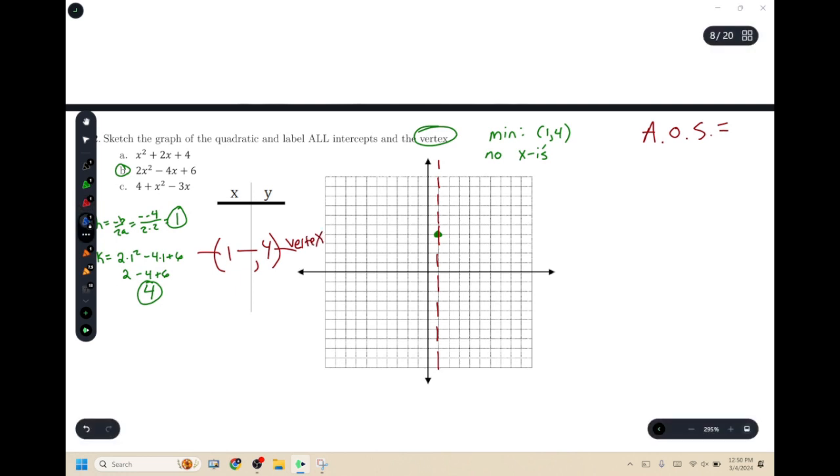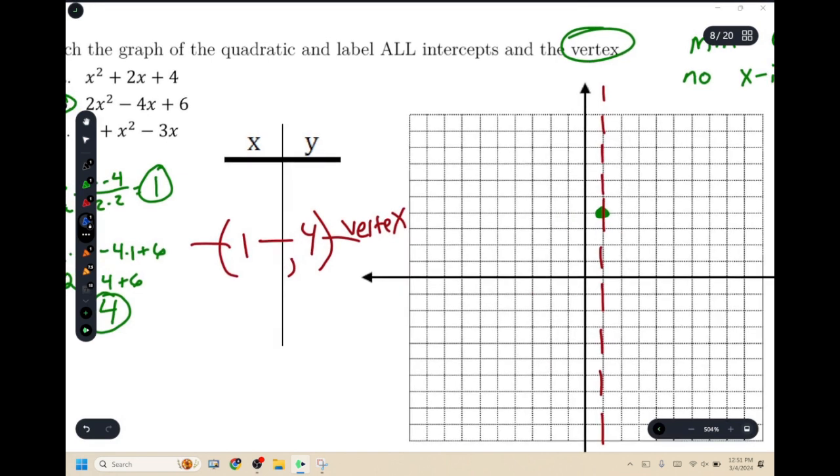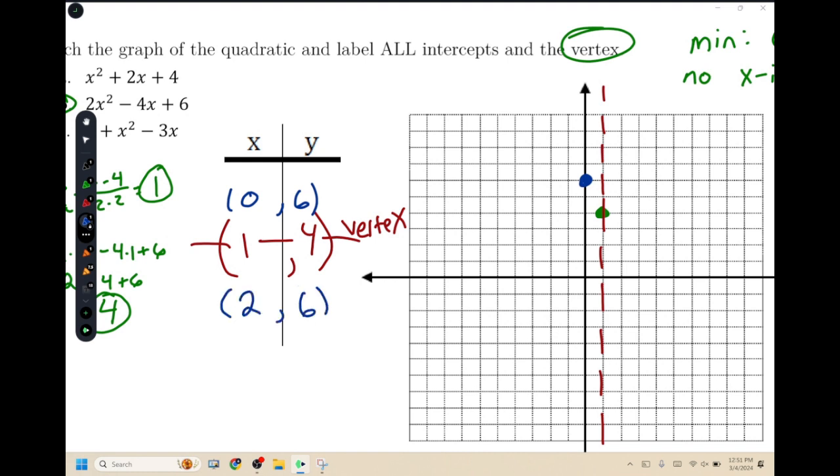Okay, on the left side of the vertex, what do we got going on? Or the right, either way. Plug in a point and yell it at me. 0 is the easiest. 0 comma 6. You know what point I just found out because of that one? 2 comma 6, because that's an axis of symmetry.